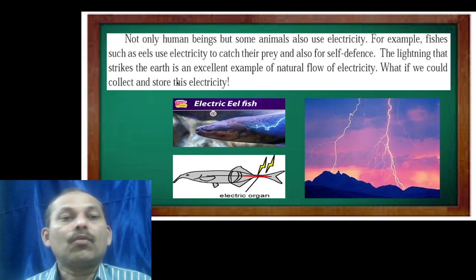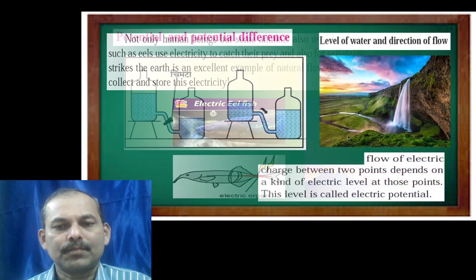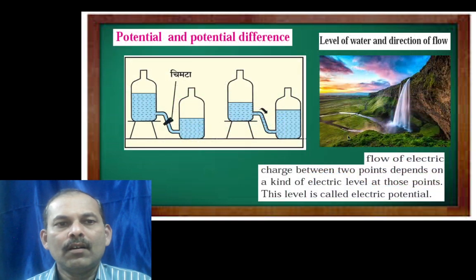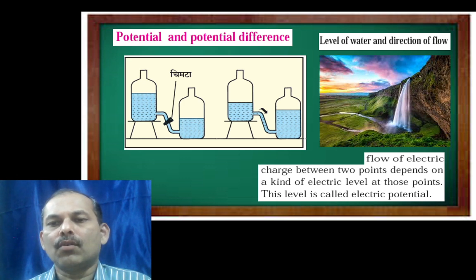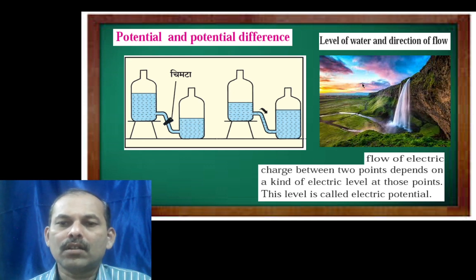What if you could collect and store this electricity? We have to consider that. Then we will see about potential and potential difference. If you see the level of water and direction of flow, you will get an idea that the flow of water is from higher level to lower level.